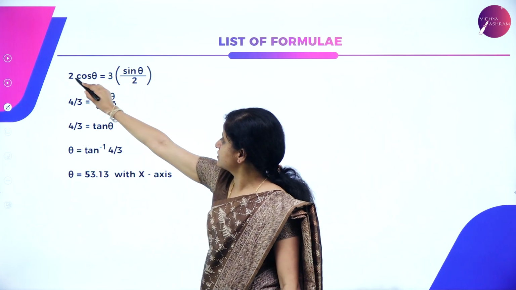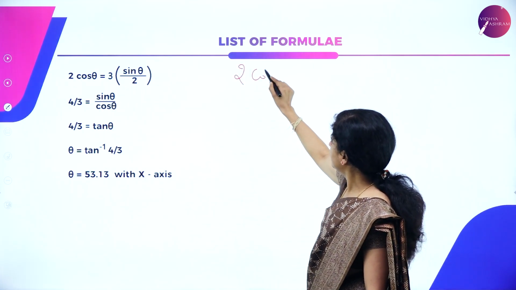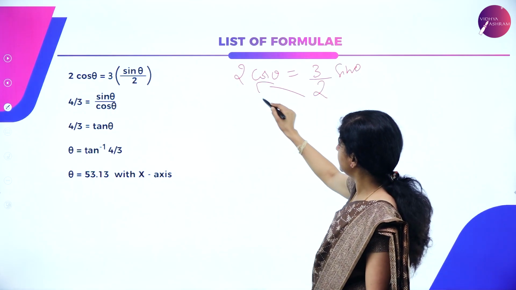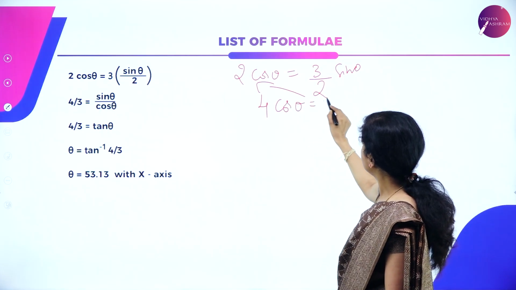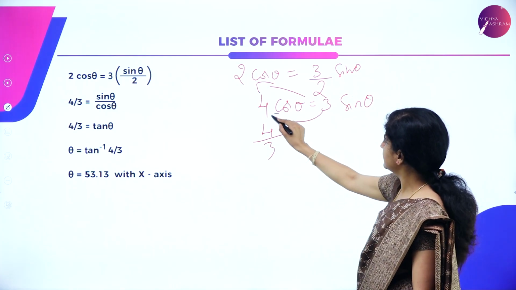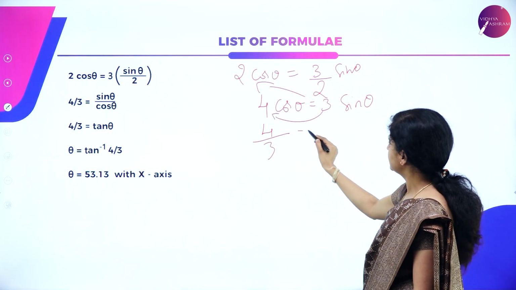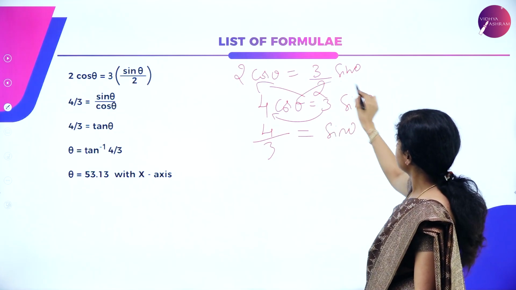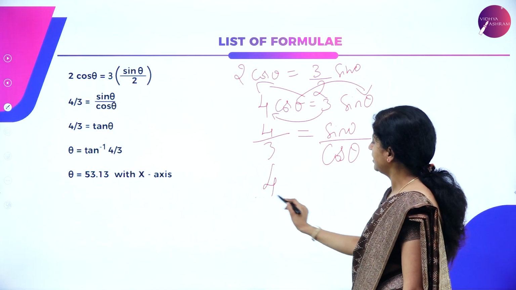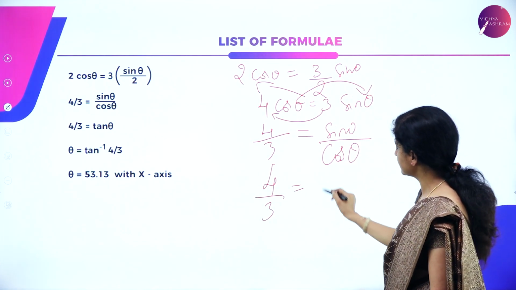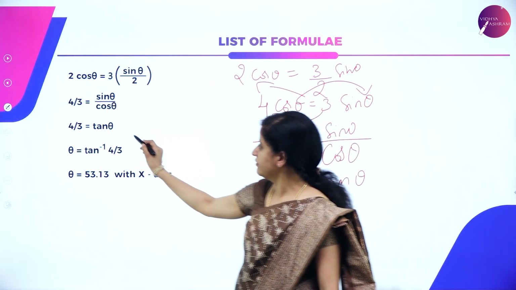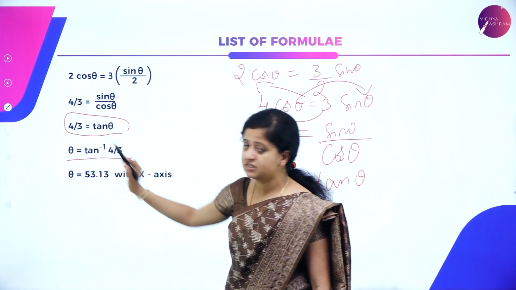So we can multiply this 2 to the other side. So we get 4 cos theta is equal to 3 sin theta, or we can write this as 4 divided by 3 is equal to sin theta, transposing cos theta to the other side, sin theta divided by cos theta. So it is nothing but 4 divided by 3 is equal to sin by cos, which is tan theta. 4 by 3 is equal to tan theta. So we have theta is equal to tan inverse of 4 by 3.